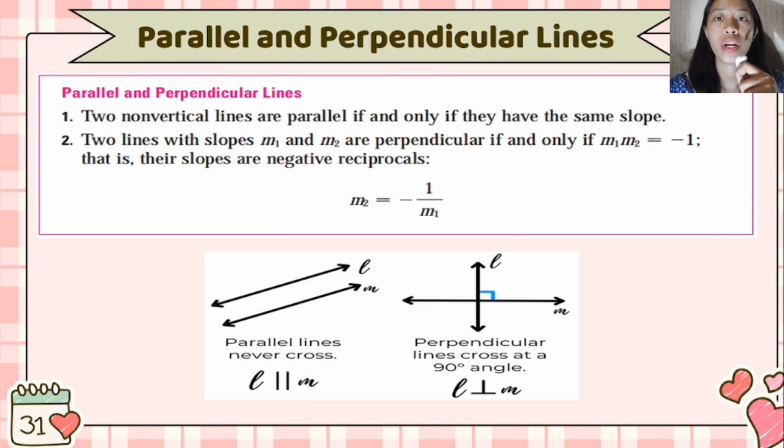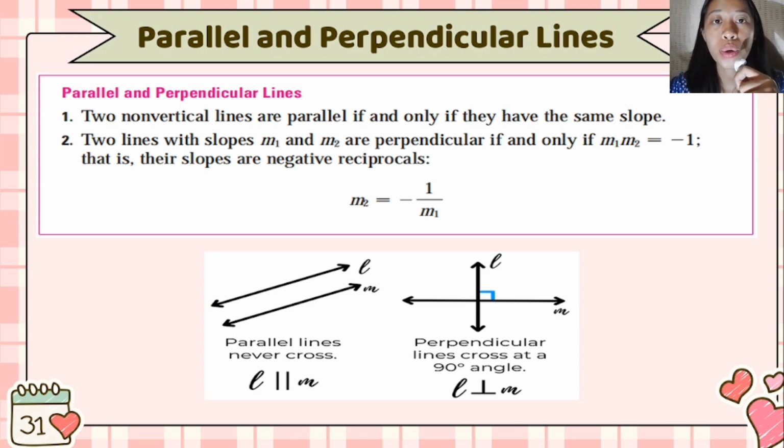Parallel and perpendicular lines. First, let's talk about parallel lines. Two non-vertical lines are parallel if and only if they have the same slope. This means they will never intersect no matter how far they extend, as you can see in the left figure below. So think of railroad tracks. No matter how long they stretch, they remain side by side without crossing.